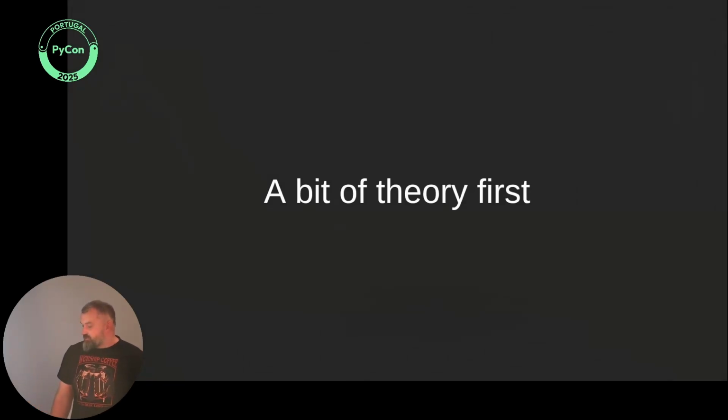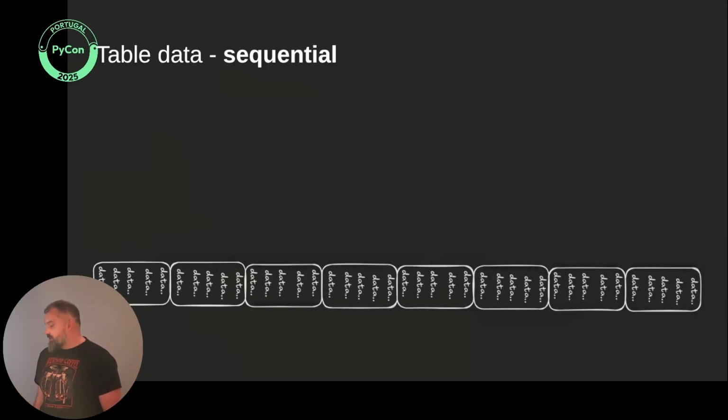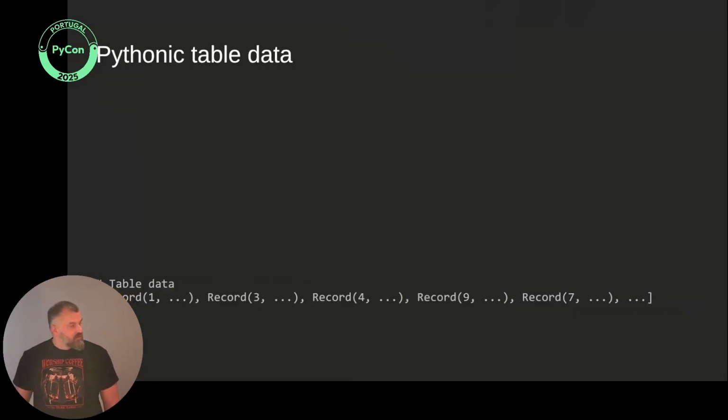So a bit of theory first. How does the database store the data? It's stored on the disk, inside blocks. Each block contains multiple records, and it's all stored sequentially on the disk. Whenever the database wants to find something, it goes, in this case, from left to right, and it scans through all the data until it finds what you ask for. In Python, it would be something like a list of records stored in a list.